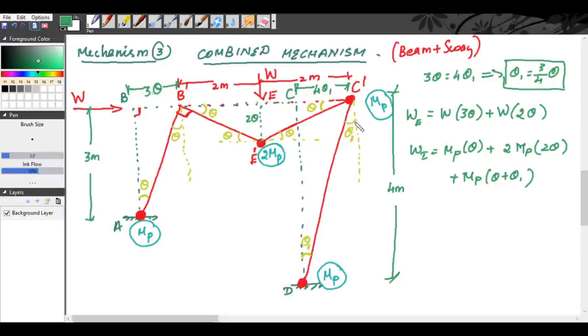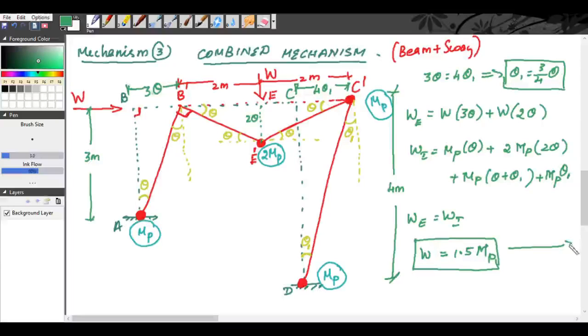Theta plus theta 1. At D, the plastic moment is mp, rotation is theta 1. So now you can equate external work done to internal work done. We get the collapse load is equal to 1.5 mp. So this is your collapse load as per your combined mechanism, that is mechanism 3.